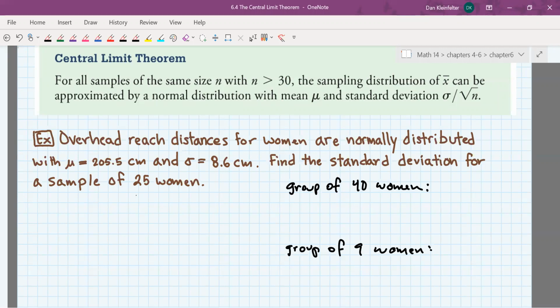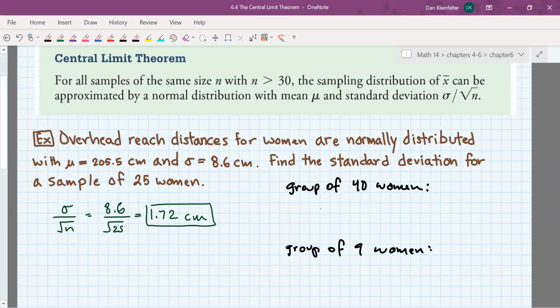For women, we're told what the mean and standard deviation are, and we want to know for a group of 25 women first what the standard deviation for that group would be. And so it's going to be sigma over the square root of n. Here our sigma is 8.6 centimeters, and we're going to divide by the square root of 25. And so that's going to be 1.72 centimeters. So that tells us how variable, not what an individual woman's reach distance would be, but if we were to take groups of 25 women and calculate the mean of those 25 women, how variable all those means would be.